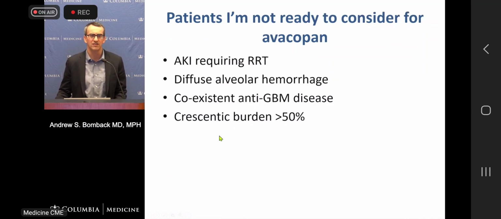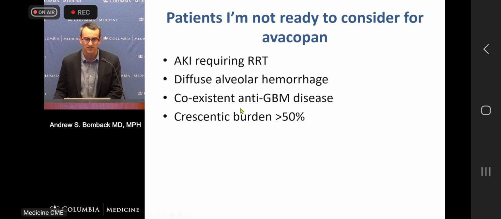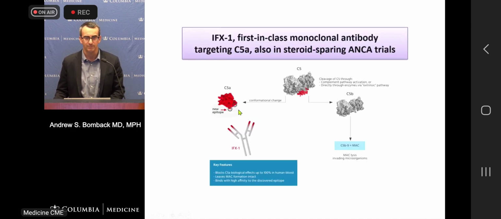Patients I'm not quite ready to consider for avacopan: anybody with AKI requiring renal replacement therapy. The data on this is still very, very low. There's a few patients in that real-world study, but we need to see much more. Patients with diffuse alveolar hemorrhage: you saw the ADVOCATE study, there were only 8 patients. I definitely want to see more. Coexistent anti-GBM disease, I think we're still leaning on corticosteroids in that situation, and I already mentioned the heavy crescentic patient. I'm still leaning towards corticosteroids over complement inhibition.